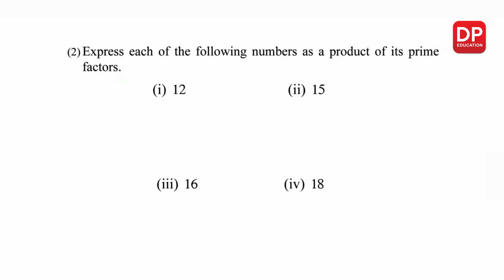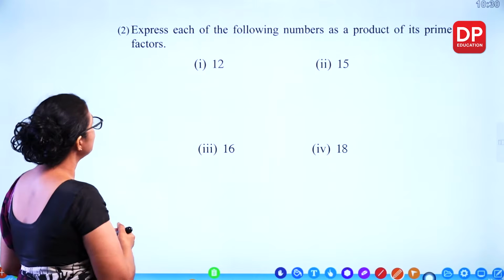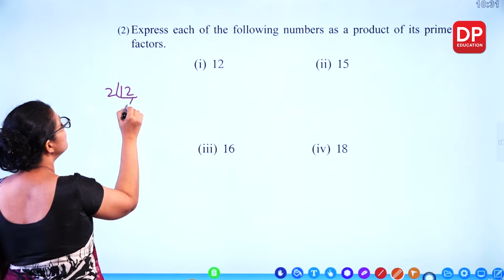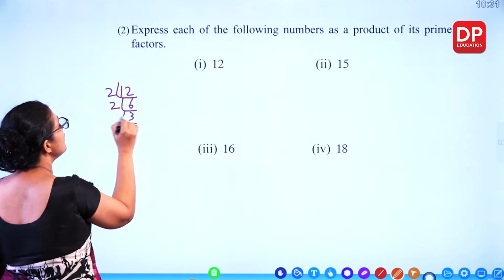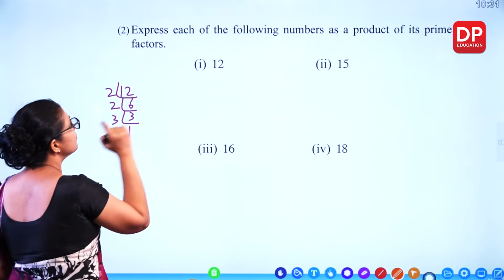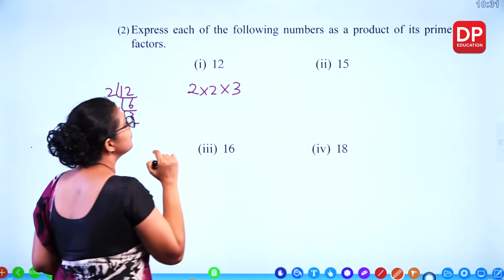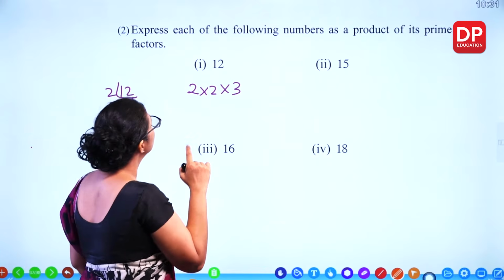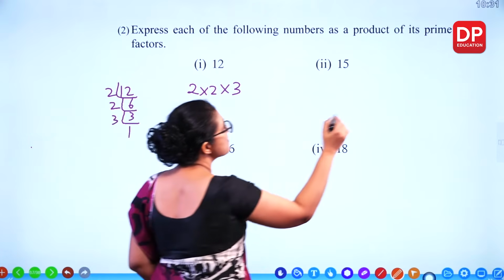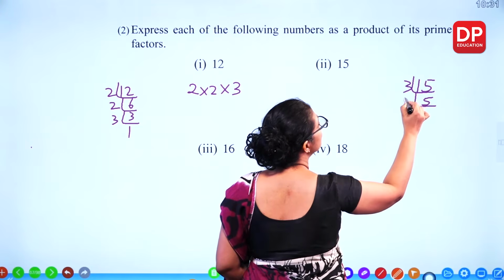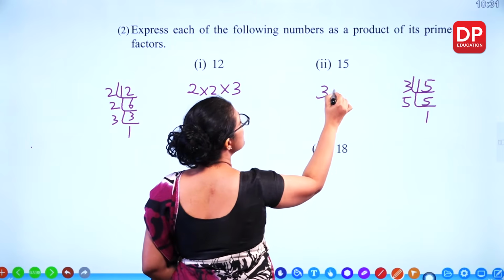Express each of the following numbers as a product of its prime factors. 12. Divisible by 2 and you get 3 here. So 2 times 2 times 3. 15. We can divide by 3 and 5. So 3 times 5.